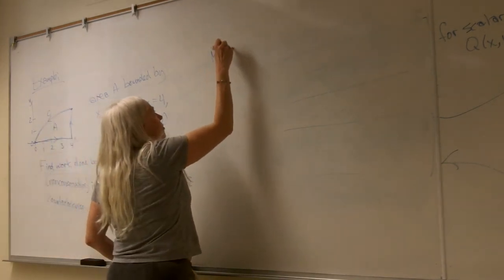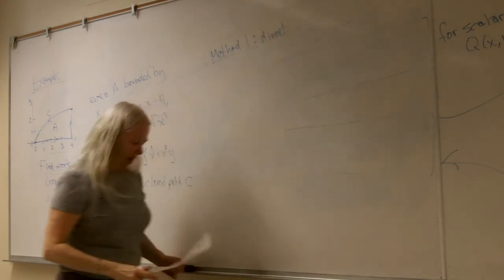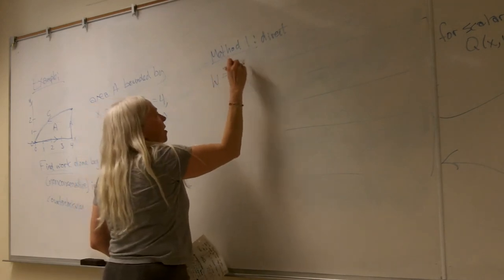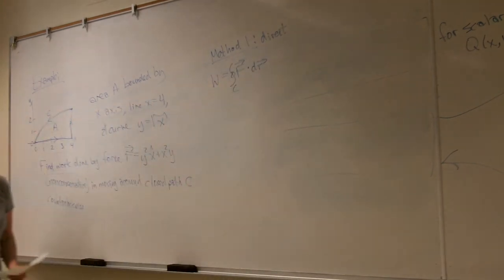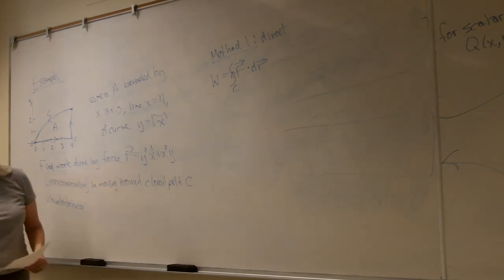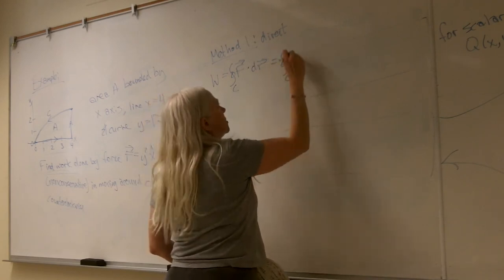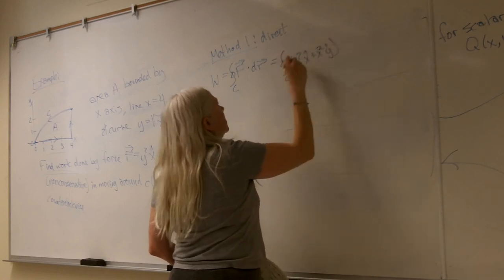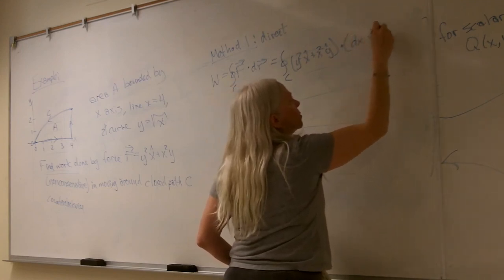There are two methods we're going to use to do this. Method one, I could say, is the direct method. The work done by this force is the integral of F dot dr around this closed curve C. Well, again, F is y squared x hat plus x squared y hat. We're going to dot that into dr, which is dx times x hat plus dy times y hat.